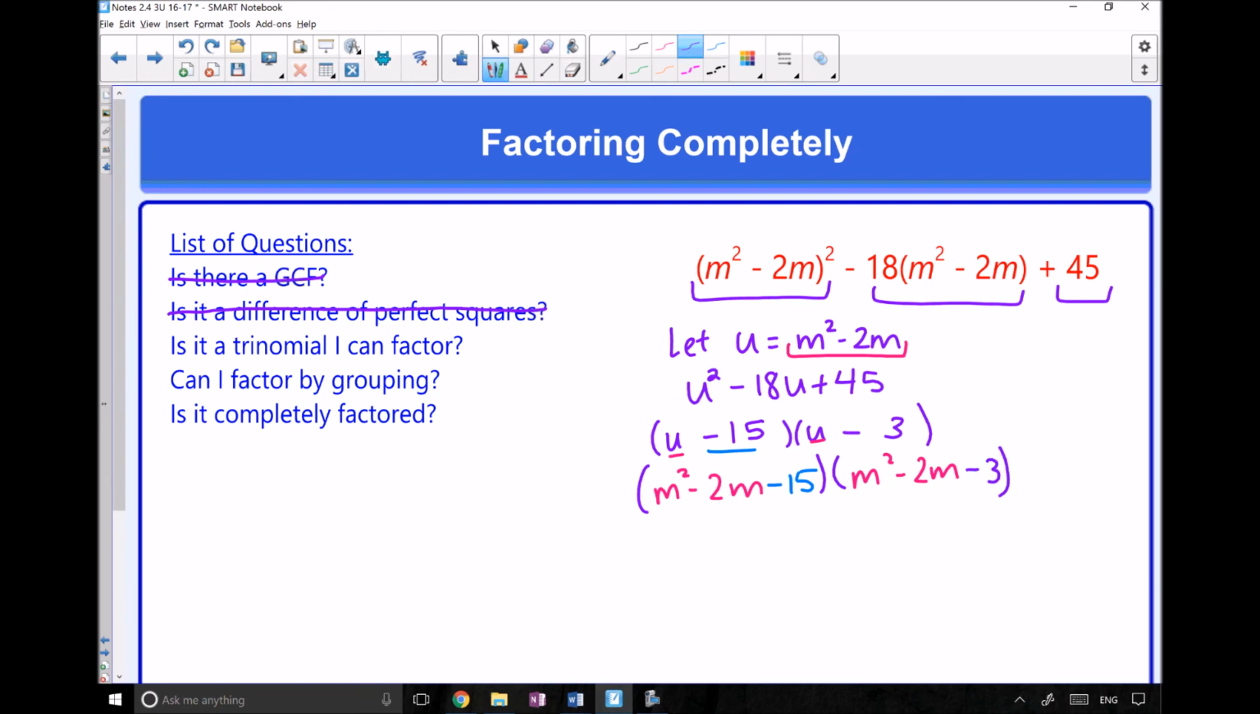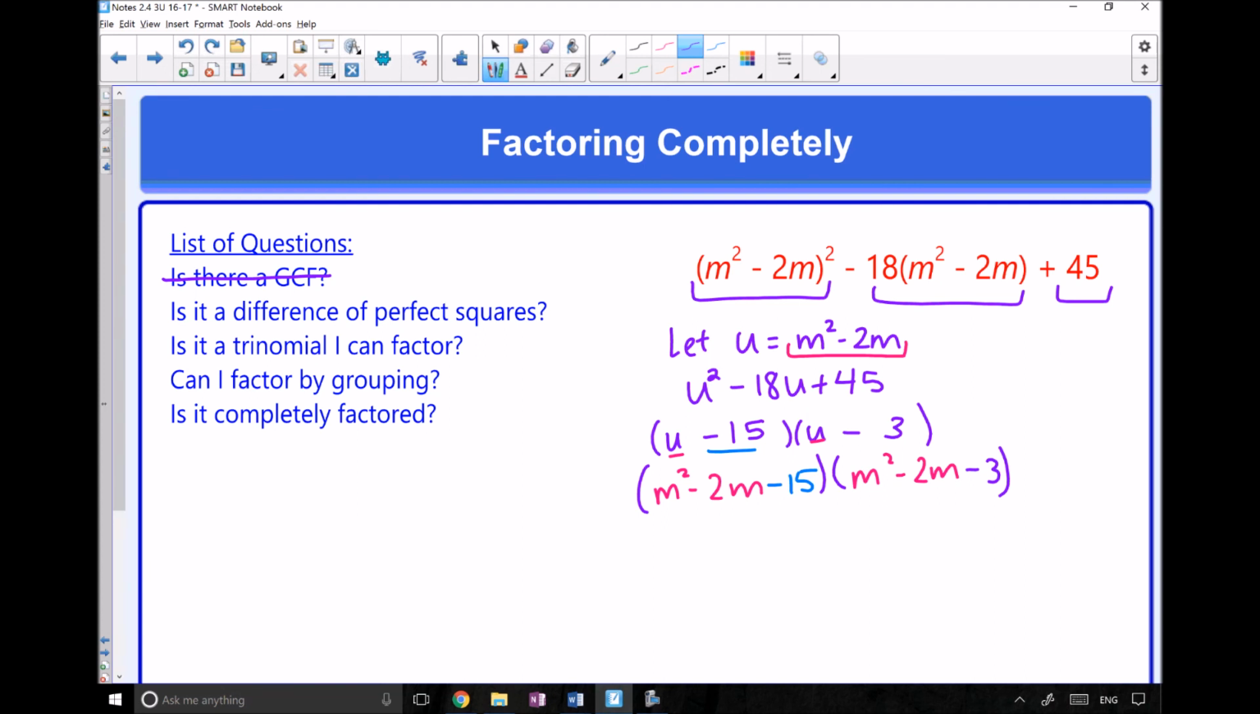Okay, so now that I've done that, I'm going to see if I can factor by grouping. Looking at this right here, my first factor, I can't factor by grouping, and my second factor, I can't factor by grouping, so I'm done with that, okay? Then I'm going to ask myself, is it completely factored? So I'm going to go through my list again, and ask these questions about each individual factor. Is there a GCF in my first factor? No. Is there a GCF in my second factor? No, again, so there is no GCF, so I can cross that off, okay?